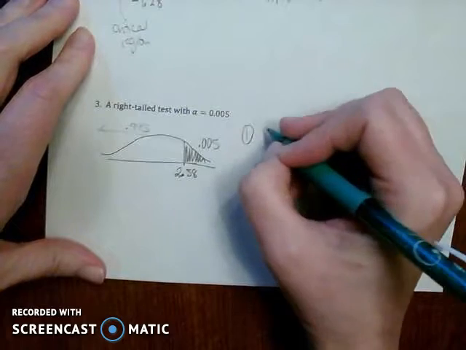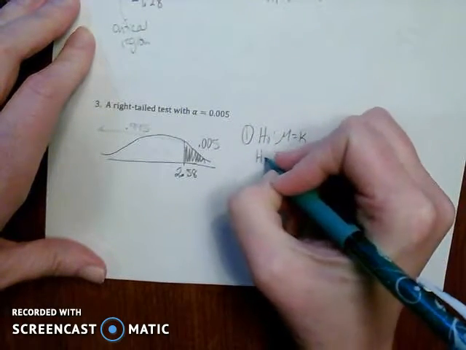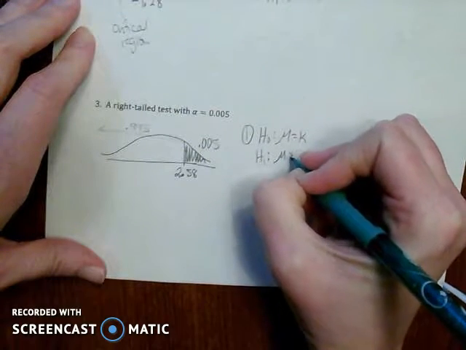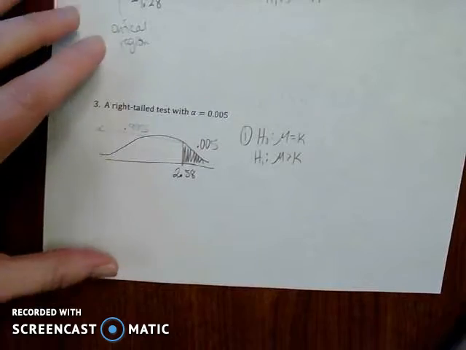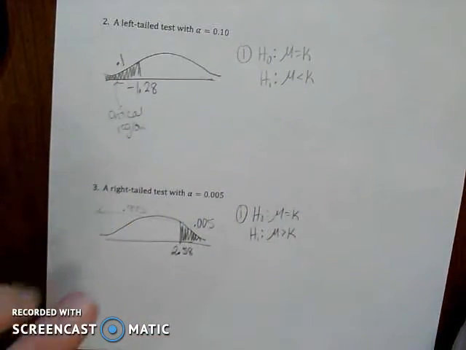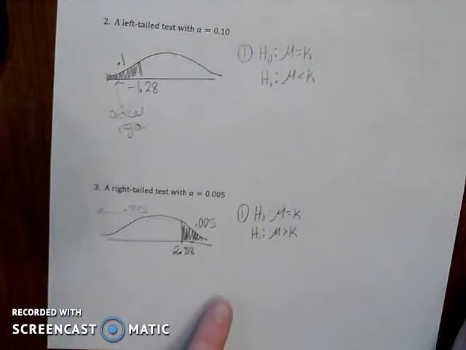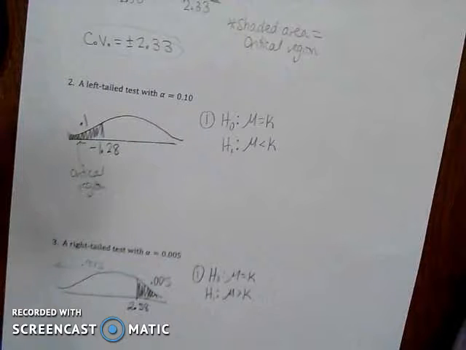Step 1 for this one would look like this. H sub 0 again is mu equals k. H sub 1 would be a greater than sign. So one of these pictures would be step 2. Step 1 is always your hypotheses. Step 2 is a picture. Step 3 is where you do the test value. We're not going to do that because we don't have actual numbers.